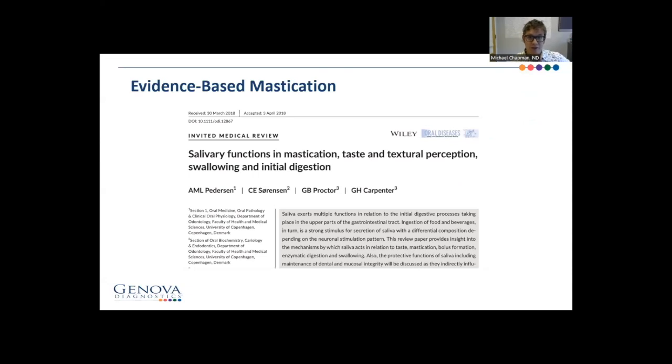When I went to find some research around the impact of chewing and mastication on overall GI health, I found some interesting studies. So the first one here is actually a study showing that salivary functions in mastication, taste, and textural perception, swallowing, and basically asserts that yes, chewing is good for you because it activates all these different salivary enzymes, and it actually helps to do the pre-digesting, break down the food.